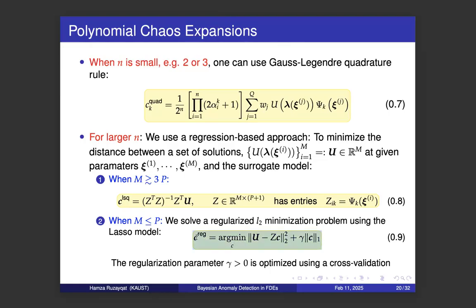This is called the lasso model. And adding this term will make the problem more sparse, and so solving it will be much easier. So I denote this by C_reg, regularized, and this is C_SQ, least square, and C_quad when n is 2, C_quad for using the quadrature rule.